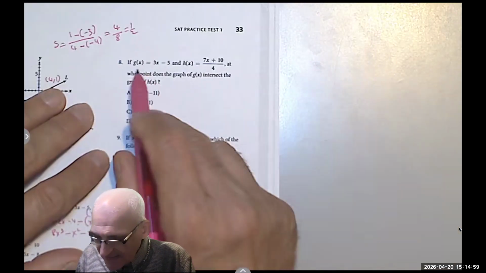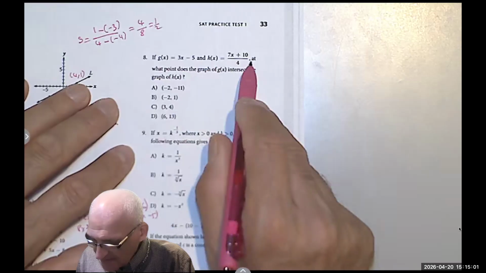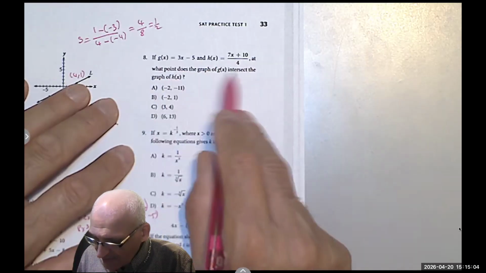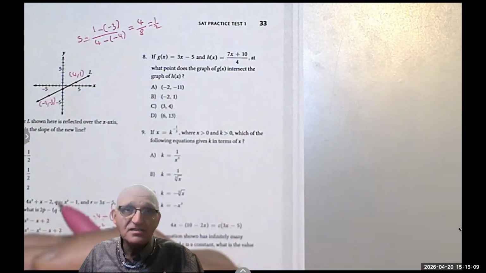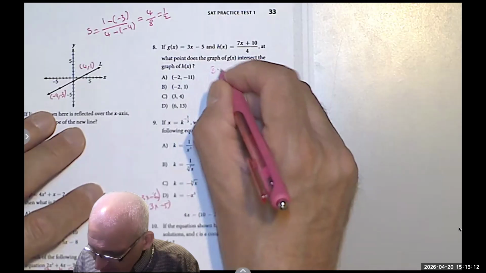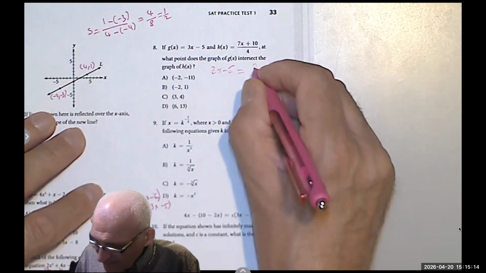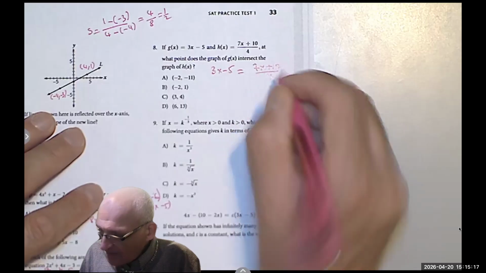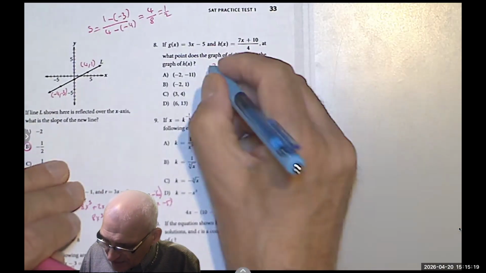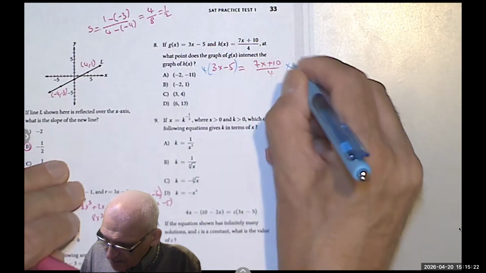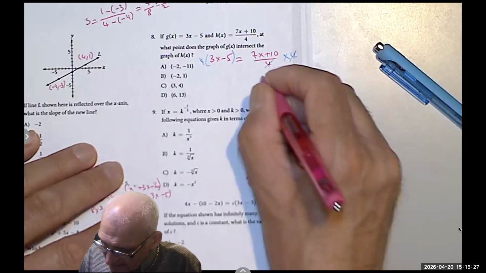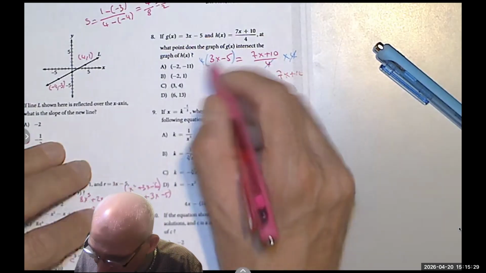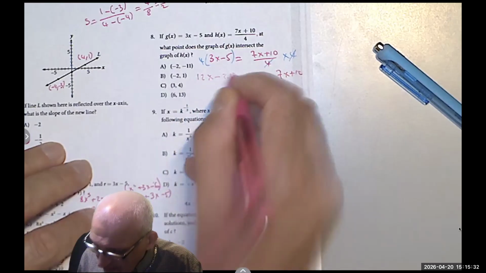Okay, now we are going to move to number 8. It says if g of x is that and h of that, what point does the graph of g of x intersect with h of x? They intersect when the equation is the same. So I write 3x minus 5 equals 7x plus 10 over 4. Multiply both sides by 4. The left-hand side stays 7x plus 10. The right-hand side, you distribute the 4, so you get 12x minus 20.